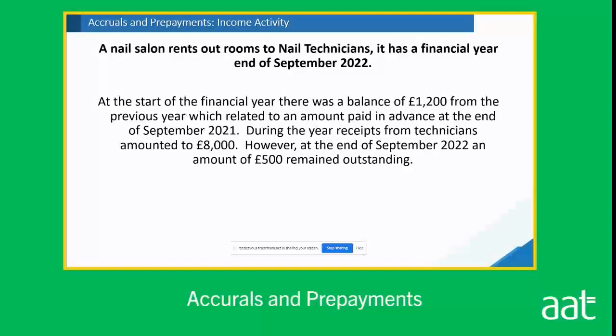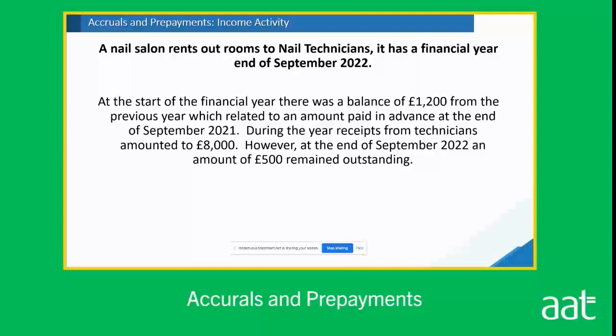And therefore, I'm left with two other figures. The balance at the start of the year of £1,200, and we're clearly told that related to a prior year adjustment. And that prior year adjustment was made because something was paid in advance. And then I've got a figure of £500, and I'm told at the end of September that was outstanding.